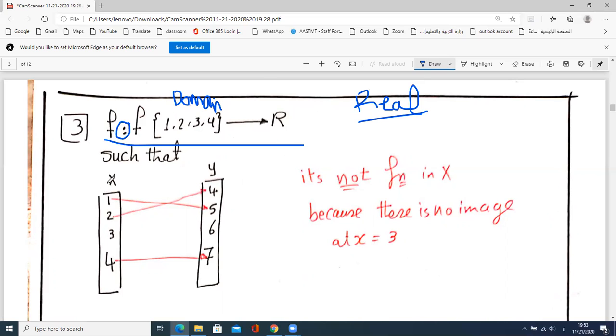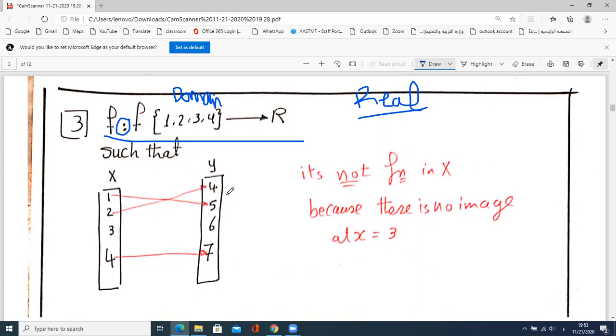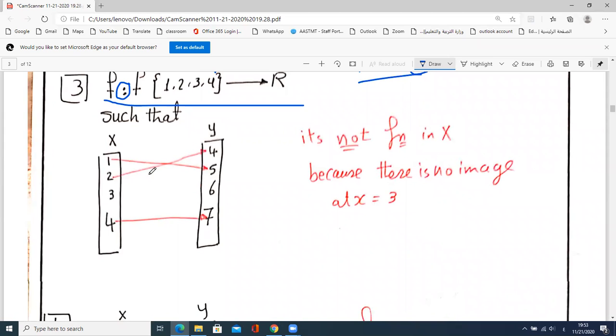now let's arrange our numbers in the arrow diagram. This is x and this is y, which is given. This is the question. 1, 2, 3, 4, 2, 4, 5, 6, 7. Now 1 has a unique image. 2 has a unique image in y. 3 has no image. Number 3 has no image in codomain. 4 has an image. Then this relation is not a function.